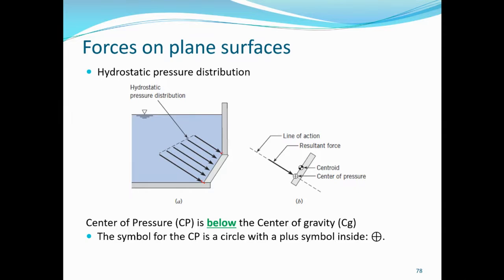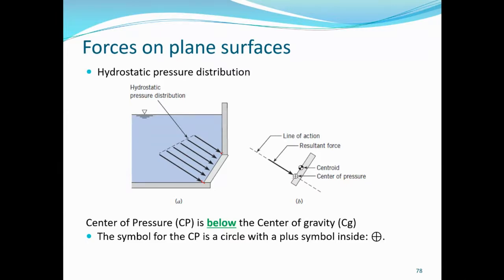Now to represent this hydrostatic pressure distribution, this is the centroid of the plate, but the resultant pressure force passes through the center of pressure, which is different from the centroid. This is the centroid and this is the center of pressure. So the center of pressure is below the center of gravity, or centroid. And the symbol for the CP is a circle with a plus symbol inside.